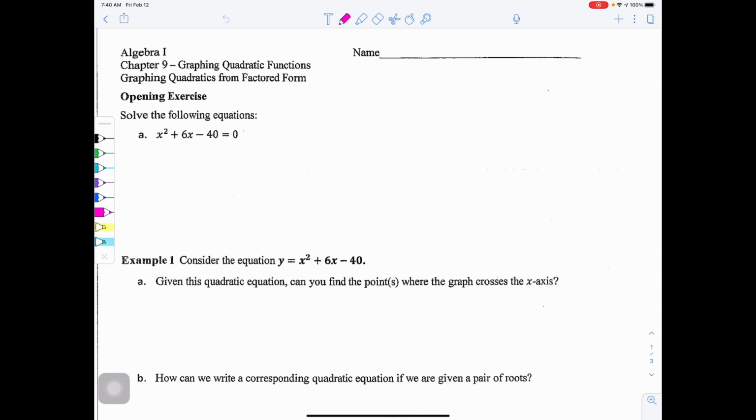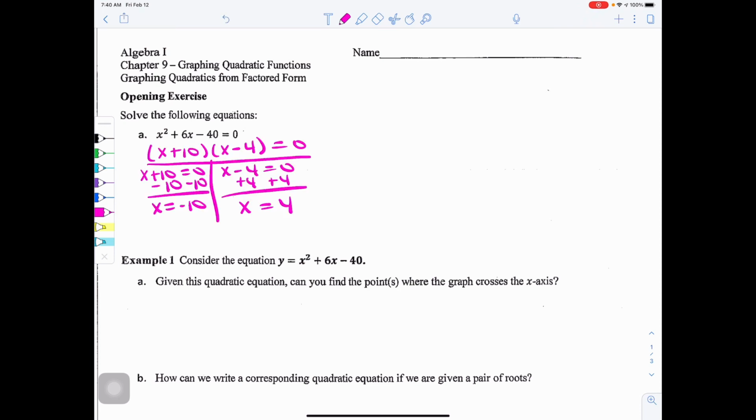Our next lesson is called Graphing Quadratics from Factored Form. I'd like you to start with the opening exercise. It says solve the following equations. There's just one there. You're going to solve x squared plus 6x minus 40 equals 0. Please pause the video, do the opening exercise, and resume when you're ready to go over the answers.